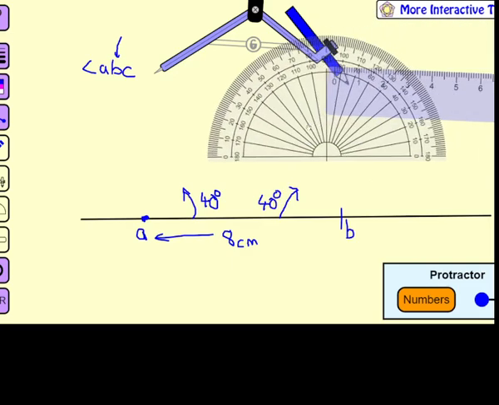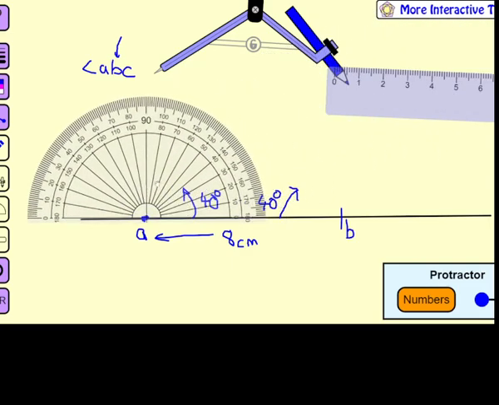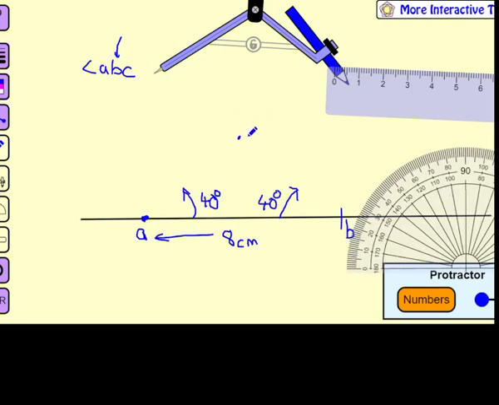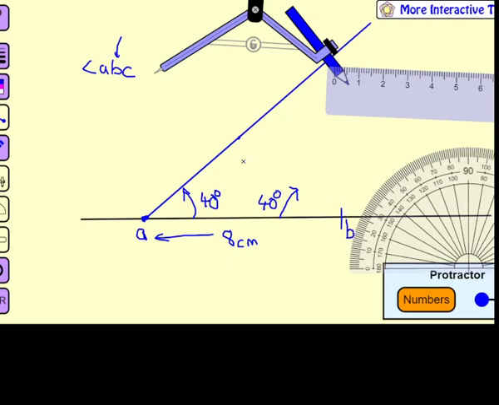So to measure an angle, we need a protractor. We put the protractor on our point of rotation, and we measure an angle 0, 10, 20, 30, 40, and we mark this point here. So we've marked the point. This is just a point for 40 degrees. It's not our point C yet. So we need to measure out a line from the point A through that point and continue it onwards. So we've measured an angle BAC of 40 degrees.